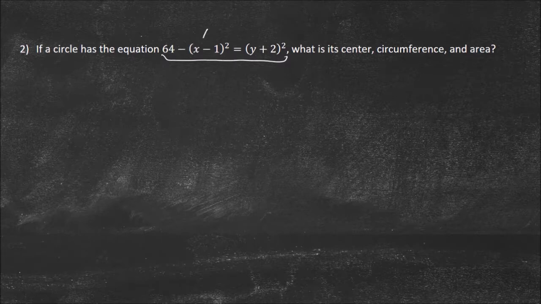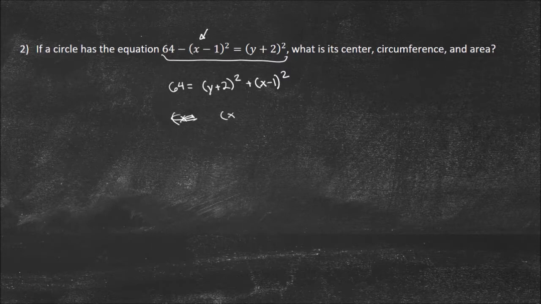What we want to do is bring this over to the other side. So I'm going to add that, and I would get 64 equals (y plus 2) squared plus (x minus 1) squared. I just brought that to the other side, but then I want to reorder it. I just don't like the way this looks right now. I'm going to say (x minus 1) squared plus (y plus 2) squared equals 64, just because this is what I'm used to seeing, so I want it in the easiest form for me.